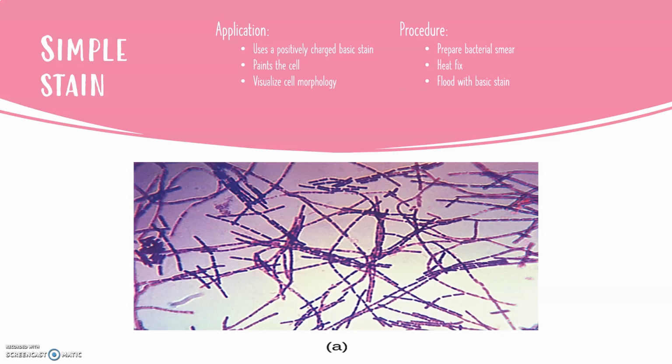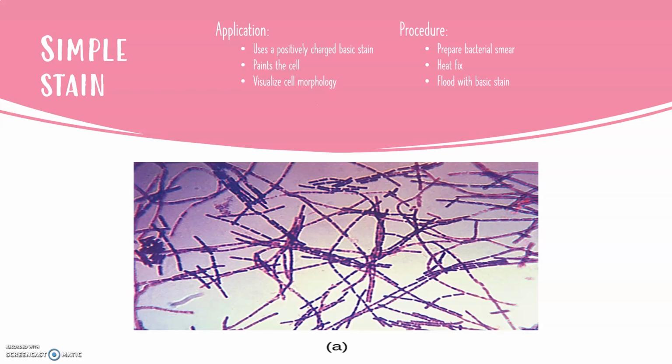For our first simple staining technique, this stain, the simple stain, is a positively charged basic stain that stains the negatively charged molecules and structures of the organism. So long story short, this stain will paint the cell, making the cell's morphology more visible. To complete this stain, you must first heat fix your bacterial smear. Heat fixing is where we apply the slide to a heating element for a short amount of time to attach the specimen to the slide to ensure that it does not move and that it doesn't continue to grow.